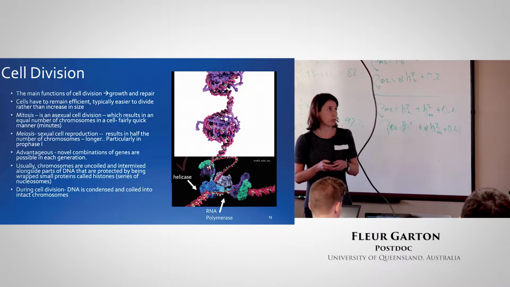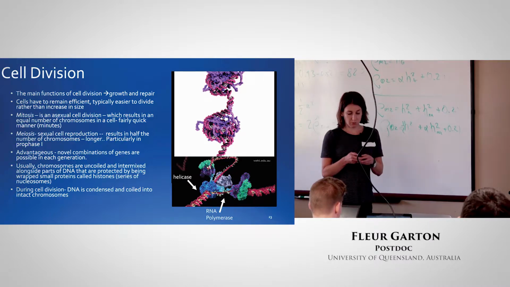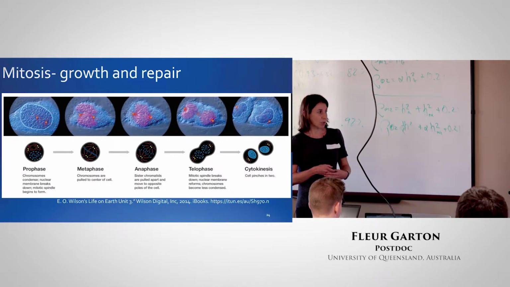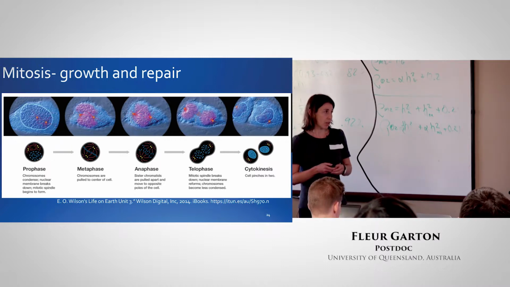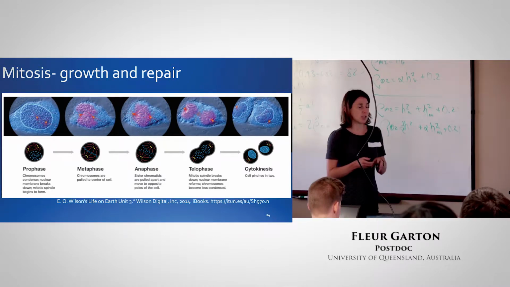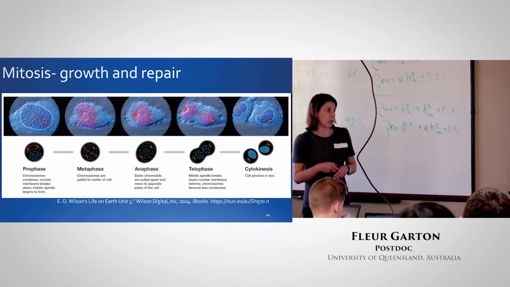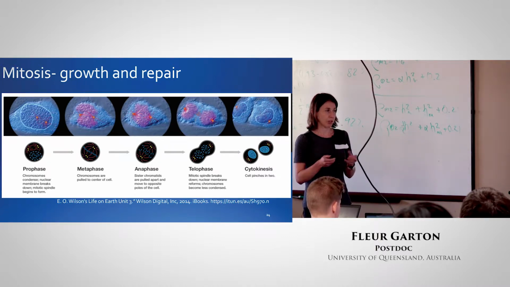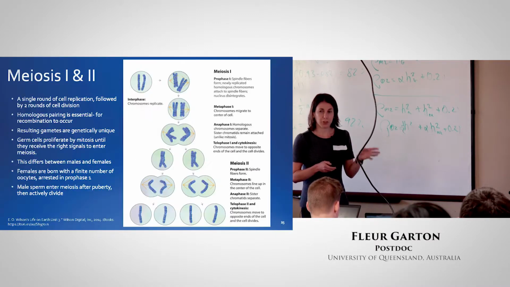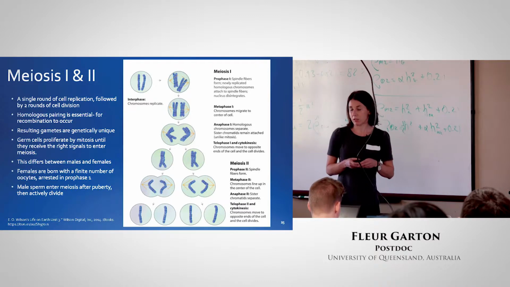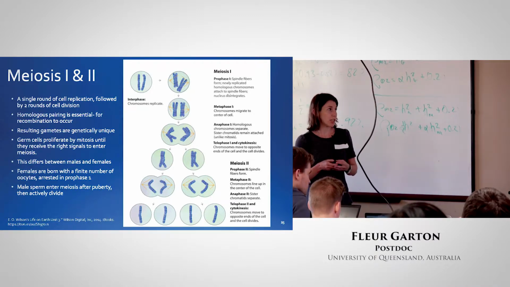So this is just a picture of the different stages of mitosis. We have prophase, metaphase, anaphase, telophase, and cytokinesis when the cell splits apart. I guess this is an organized process, and the chromosomes do align and pull apart during this growth and repair stage. I'll probably focus more on meiosis just because it's interesting in terms of it being a source of diversity.